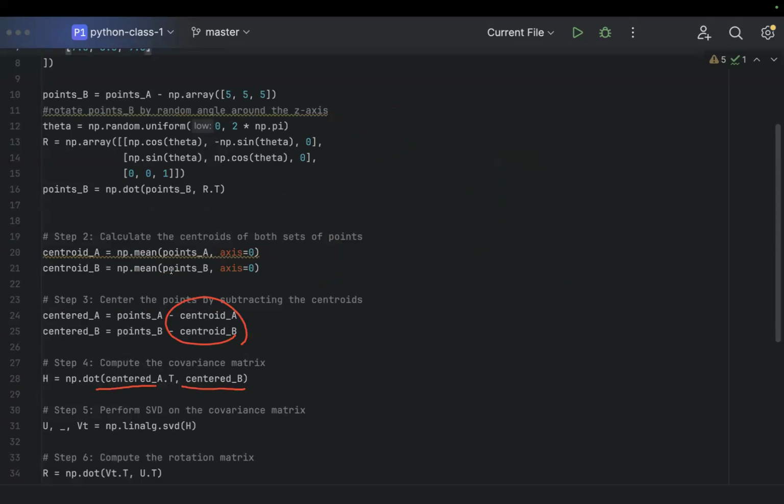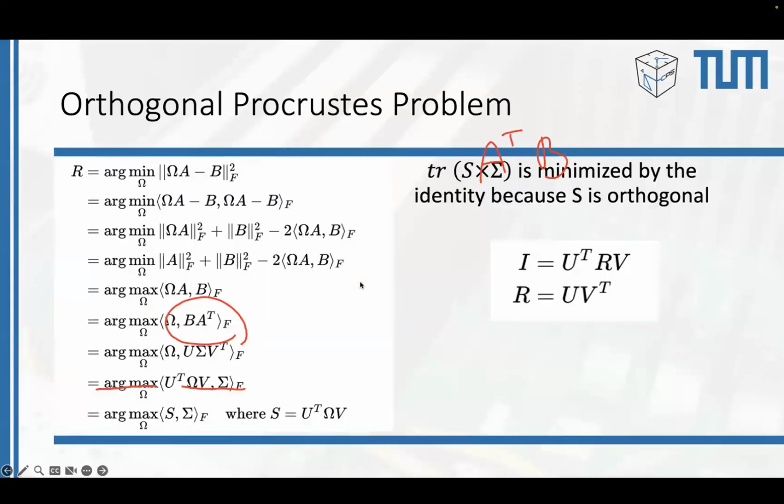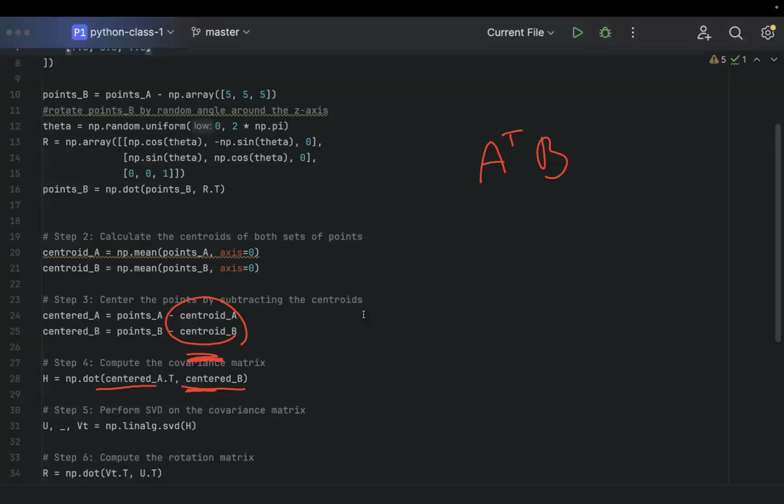A transpose B. And if you remember from the presentation, let's see, this is the matrix BA transposed. Oh, it's conveniently circled. The matrix BA transpose that I actually singular value decompose here. This is our covariance matrix. This is our covariance matrix. And it basically is the input that I use to do the singular value decomposition.